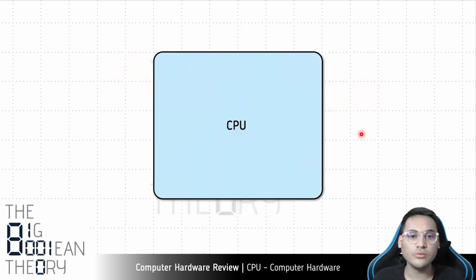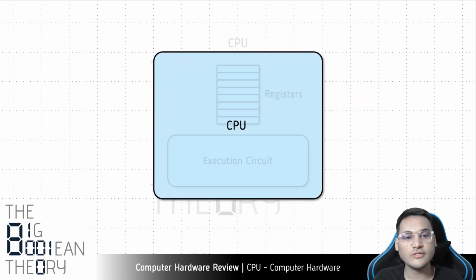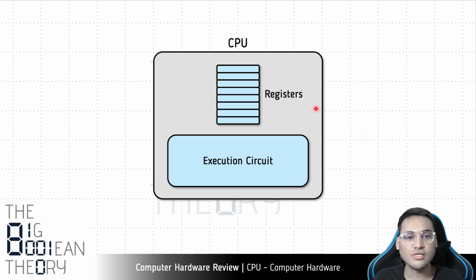So this is the CPU. Now let us look at the major components inside this. As you can see, there are two major components inside the CPU. The first one is the registers, and the second one is the execution circuit. Registers are a form of storage. They support transactions at very high speed. When I say transaction, I mean reading and writing. So it is a kind of storage from which you can read and write at very high speeds, right?